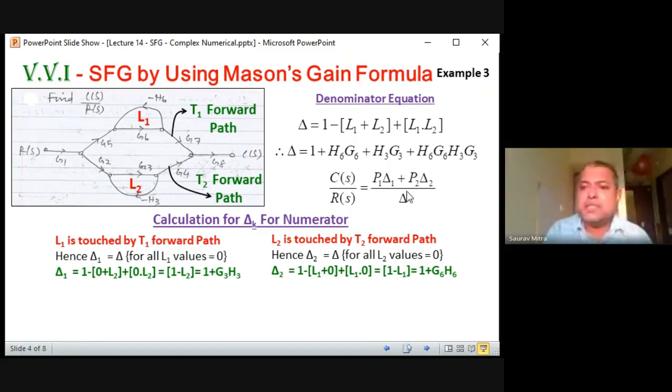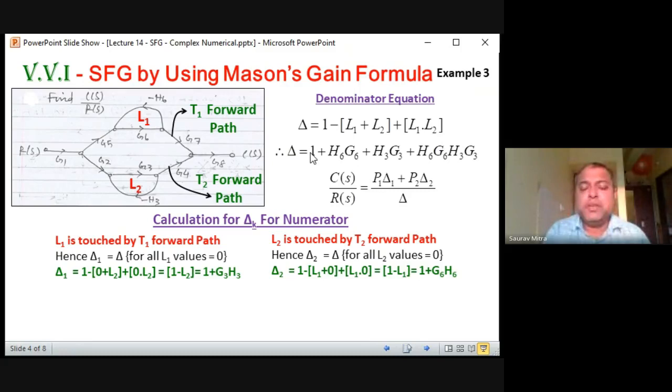Now in this transfer function, all the things are known to us. What is P1? P1 is from T1. It is G1, G5, G6, G7, G8. What is delta 1? Delta 1 you have found out, that is when path T1 is touching L1. So in delta, all the L1 have to be made equal to 0, because I have taken delta 1 as 1 plus G3H3. So P1 delta 1 will be this forward path gain G1, G5, G6, G7, G8 multiplied by 1 plus G3H3. Same way, what is P2? P2 is G1, G2, G3, G4, G8 multiplied with delta 2. Delta 2 we have found as 1 plus G6 H6. So this is the numerator.